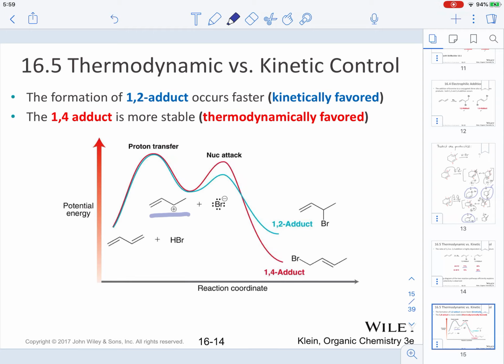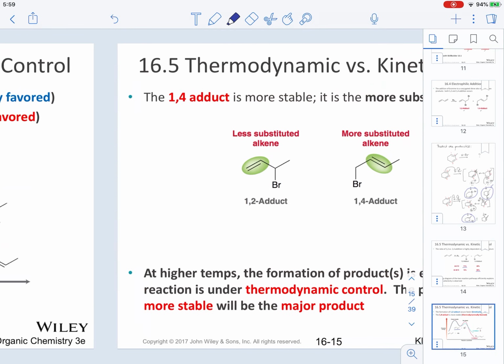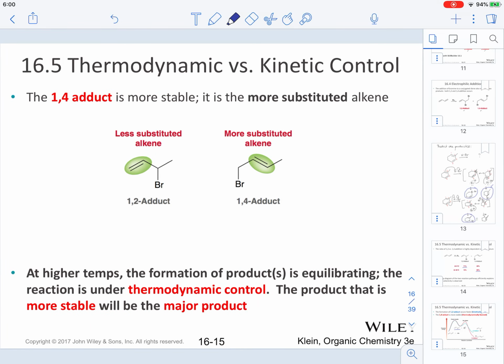Now, the 1,4 adduct is actually more stable. Because it has a higher activation energy compared to the 1,2 adduct, it is thermodynamically favored. That's why when we increase the temperature, we see more of it in the product of the reaction. Now, that 1,4 adduct is more stable, okay? And if we think about it, when we compare the 1,2 adduct to the 1,4 adduct, that stability is also due to the 1,4 adduct being more substituted in terms of the alkene.